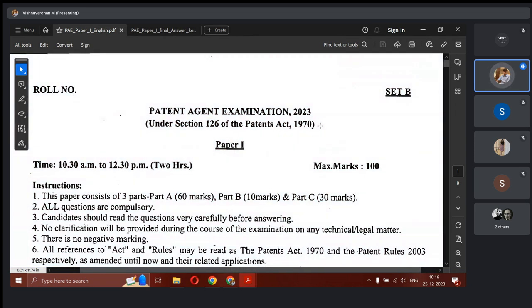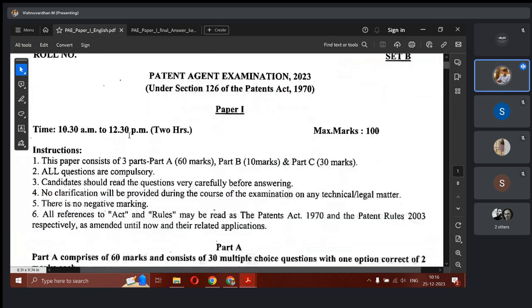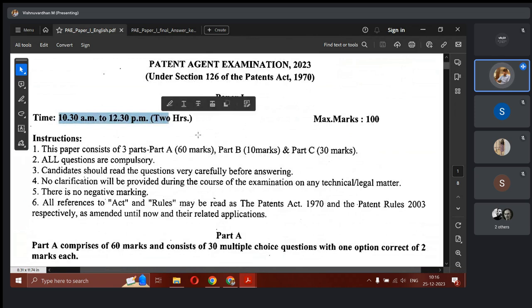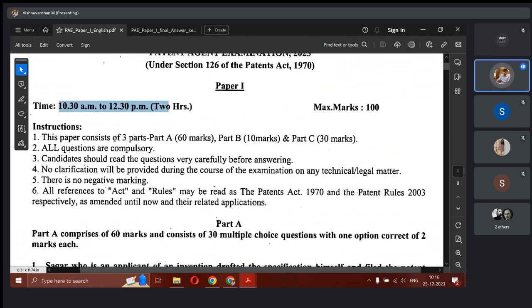I think it's very simple. There's nothing to explain. You just can read it once. Okay. So apart from that, it's 10:30 to 12:30. That means it's only a 2 hour exam, and there's no negative marking. So attempt every single answer. Okay. Don't leave anything.